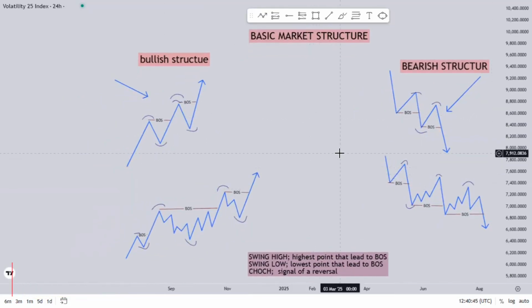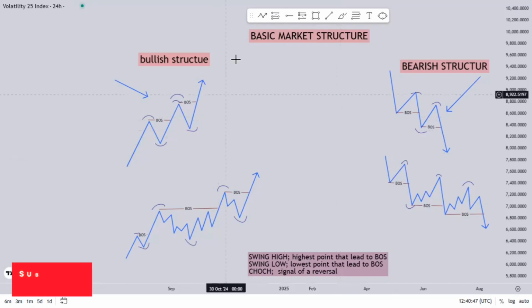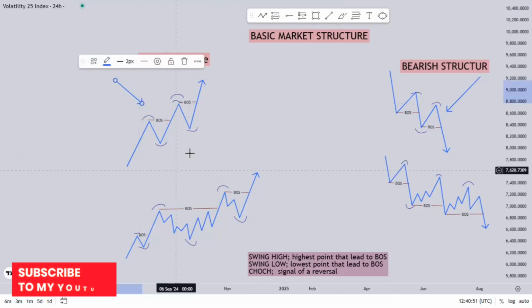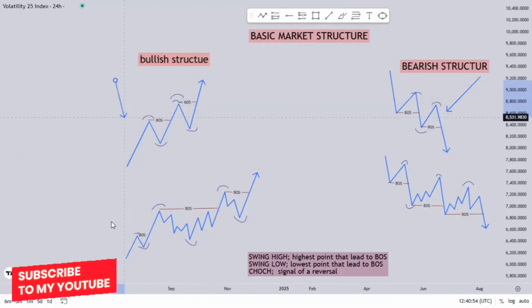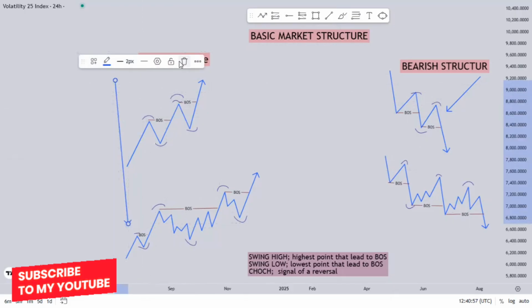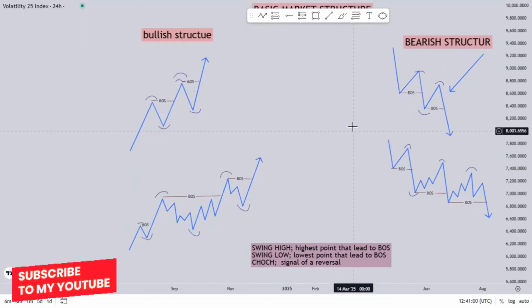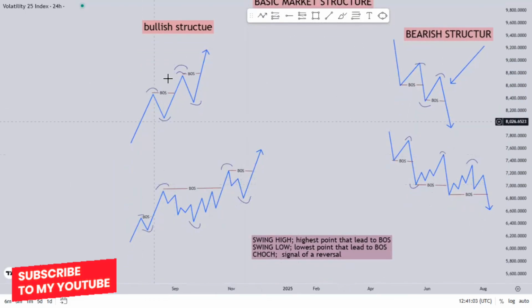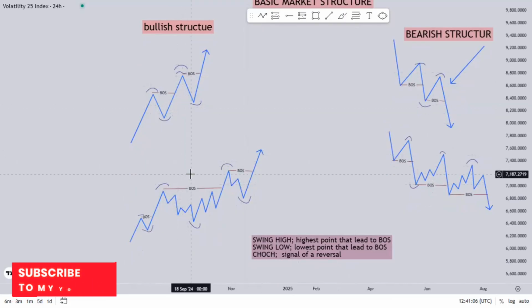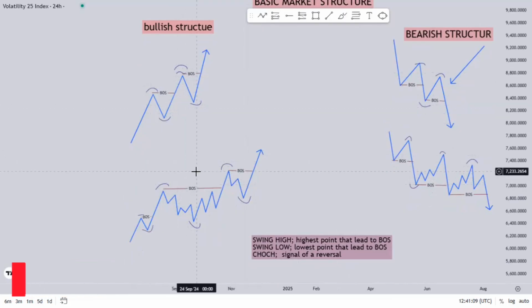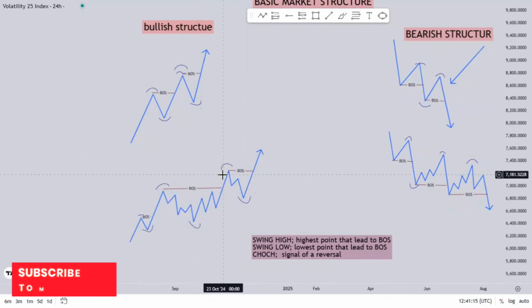But realistically, once you open your chart, it's not going to look as textbook as this. You're going to come across something of this format here, right? And that's where the confusion normally comes in. This market is creating higher highs and higher lows, but where is the valid higher high and where is the valid higher low?